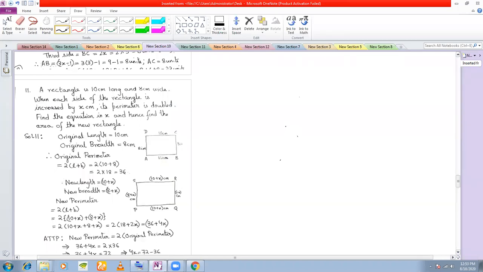When they are increased by x centimeter, the perimeter is doubled. Doubled means double of what it was previously, double of the original. Find an equation in x, and hence find the area of the new rectangle.